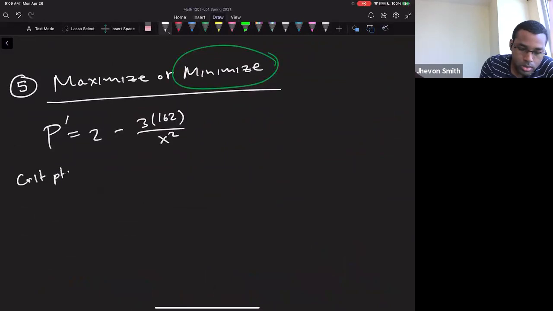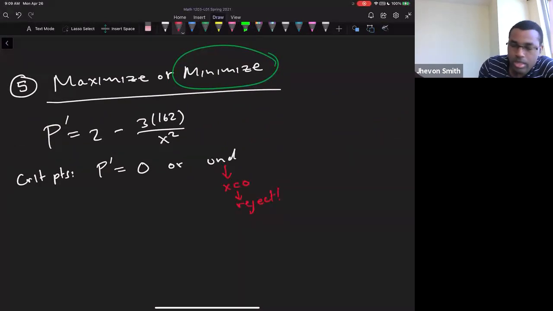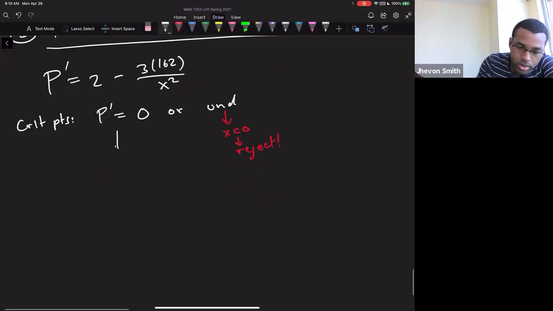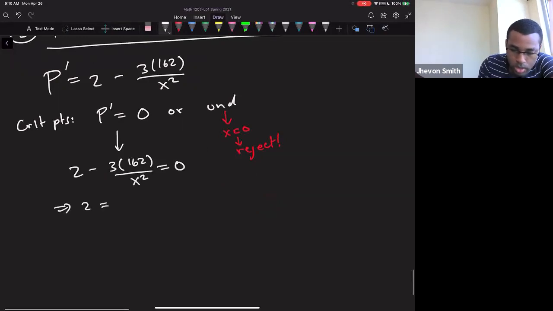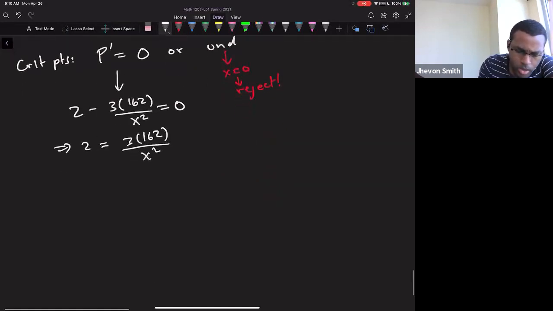Critical points. This is going to be P prime equal 0 or undefined. It's going to be undefined where x equals 0. Of course, you're going to reject this. Doesn't make any sense. We wouldn't have a corral if the x was 0. So for this part, we have 2 minus 3 times 162 over x squared equals 0. This basically means that 2 is equal to 3 times 162 over x squared. Or in other words, x squared is equal to 3 times 162 over 2.